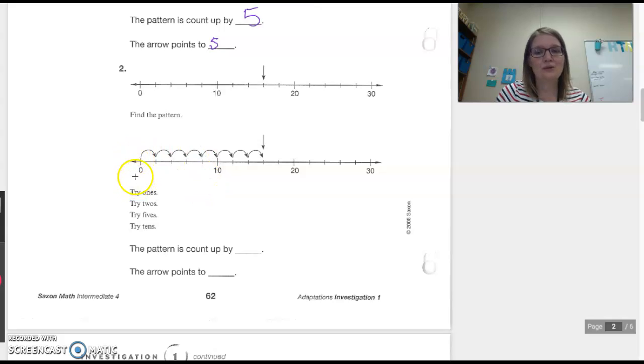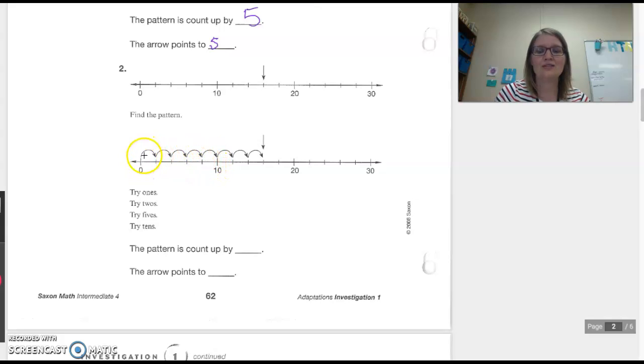Okay, now that you're back, the book suggests that we try with ones. We know that's not going to happen. Let's try with twos. 2, 4, 6, 8, 10. Woohoo! They also said try it with 5, so let's try it. 5, 10, 15, 20, 25. Not going to work there.